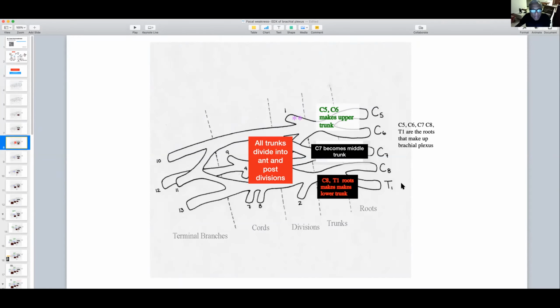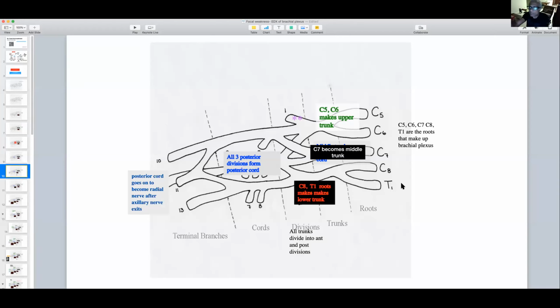And that will remind you that all 3 posterior divisions must merge together to form the posterior cord. And what is the predominant nerve in the posterior compartment? Extensor nerve, radial nerve. So it must be the radial nerve. So all 3 posterior divisions merge together to form the posterior cord. The posterior cord goes on to form the radial nerve. And just before it becomes the radial nerve, the axillary nerve will come out of it. Okay, so we have covered a significant part of the brachial plexus already.